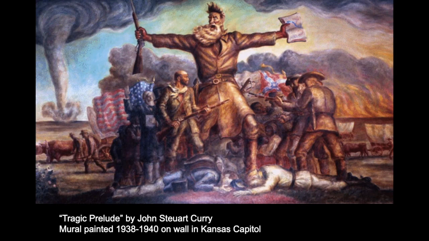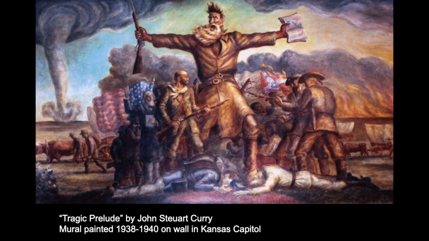I wanted to show you this. This is a really famous mural that is on the wall in the Kansas Capitol. It's called Tragic Prelude, and it's by an artist named John Stuart Curry. It was painted in the late 1930s, and it's huge. It takes up like an entire wall in the Capitol, in the hallway. And at the middle of this, this is actually John Brown.